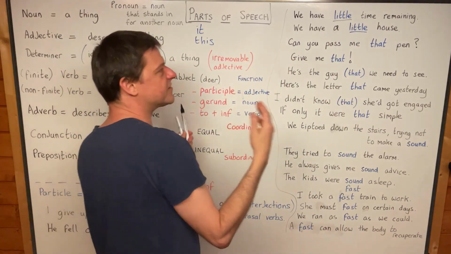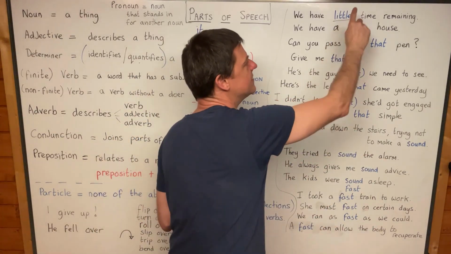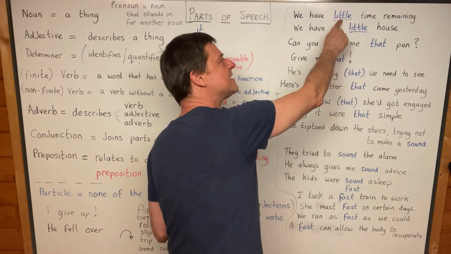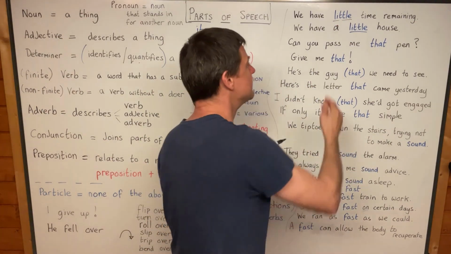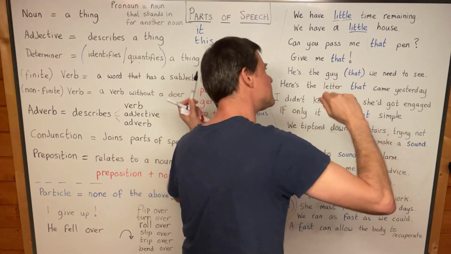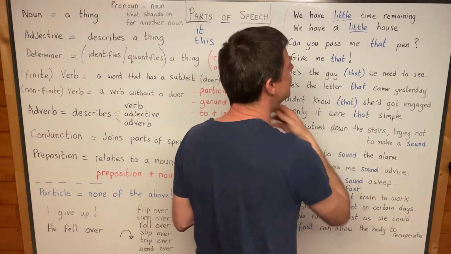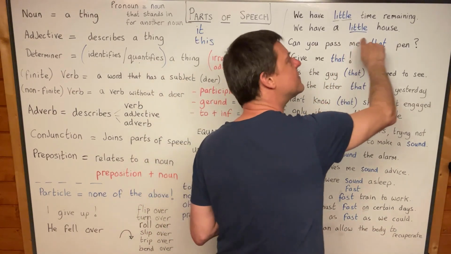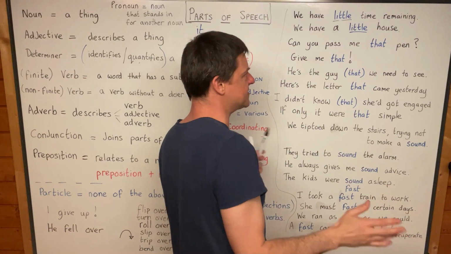So you can see that sometimes we do need to make a distinction here. This little is different from this little. This little is a quantifier, and all quantifiers are determiners because they quantify the noun, the thing. So this little is a determiner, it's quantifying time, and this little is an adjective, it's describing house. It's just describing it, it's not quantifying or identifying it.